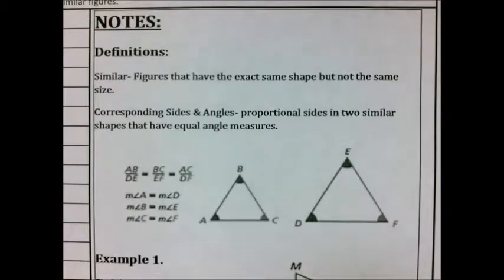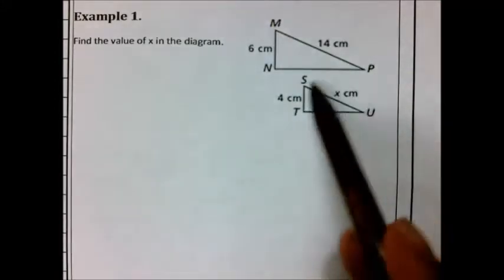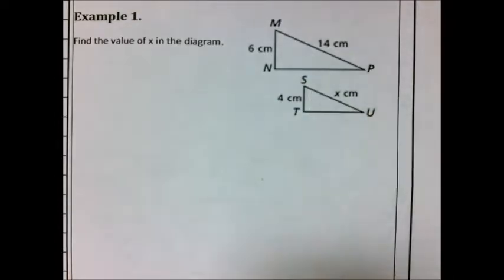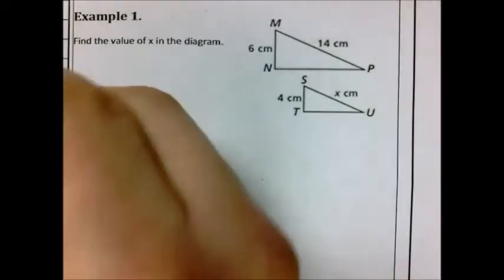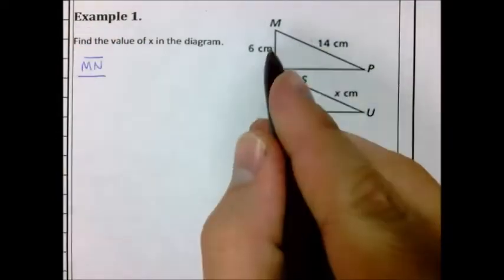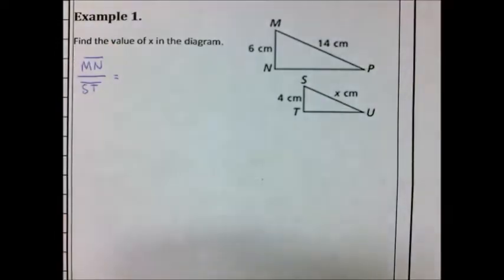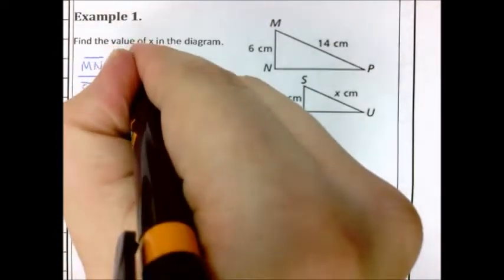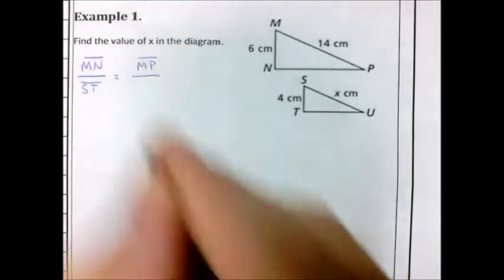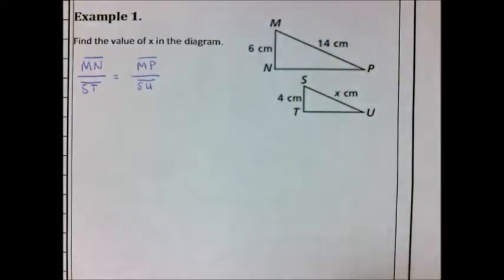Okay, that'll help us with this next example. Example 1 asks us to find the value of x in the diagram, okay? And we know that x is right here in SU, line SU. And so we're going to write down the corresponding sides that we have. So we know we have line MN. The corresponding side of that is line ST. We're going to set that equal to, we're building the proportion, line MP over SU. So we're just building a proportion based on corresponding sides.